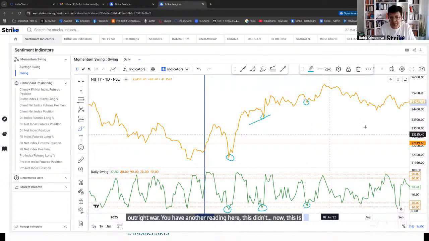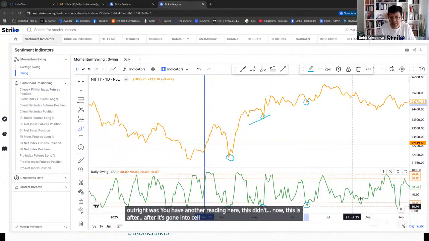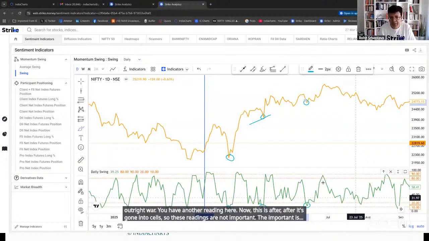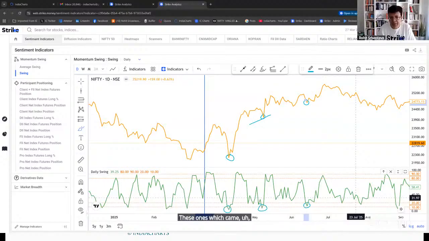You have another reading here. Now this is after it's gone into sell, so these readings are not important. The important ones are these which came. These are all the buy signals that we got here, here, and here. So now you have an idea where you're supposed to buy calls.